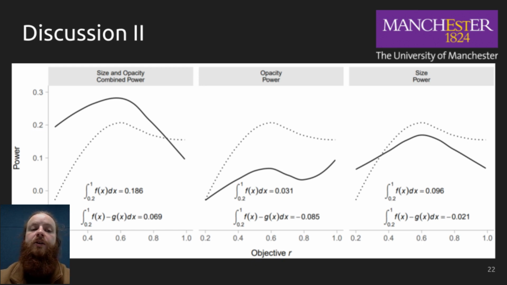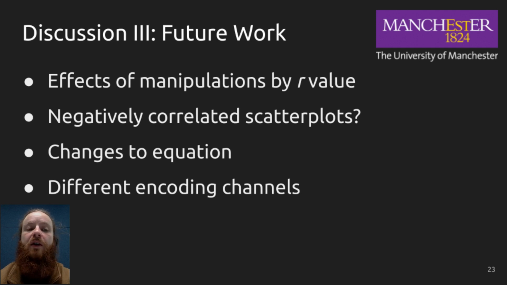So regarding future work, there are a number of avenues that we can take this. We could examine the effects of manipulations using only particular R values, which might allow us to build a bigger picture of the contributions that size and opacity decay functions have. There exists also an opposing overestimation effect in negatively correlated scatterplots, and this suggests that we might be able to use the techniques that we've established to address this. And the equation that we talked about earlier that we used could also change. There are a variety of parameters that could be different, the value of B. There are different ways to get this effect, whereby things reduce as they move away from the regression line. So it may be the one that we chose was not ideal and something else would work better. And finally, we could also use different encoding channels, such as point orientation.